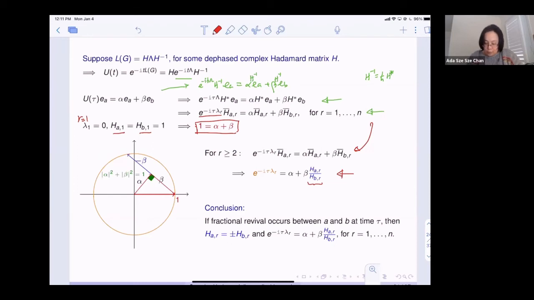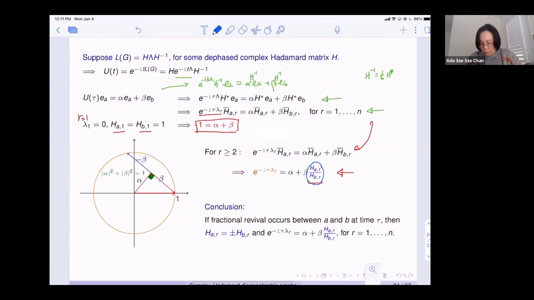Now, the equation, let me change it to blue. The equation here tells me that, well, alpha plus beta times this blue number. Now, because H is a complex Hadamard matrix, all the entries will have absolute value 1. So this number here has absolute value 1. So I'm thinking of taking alpha, and then I'm thinking of taking beta, but maybe I'll rotate beta a bit. So beta times this blue number. Okay, so that would be alpha plus beta times this blue number.